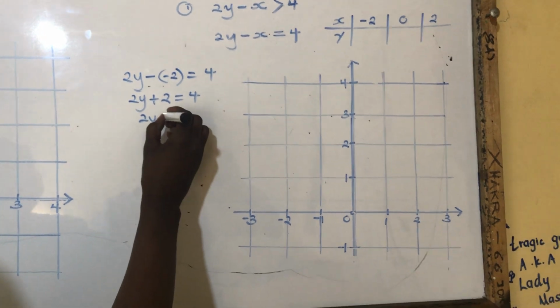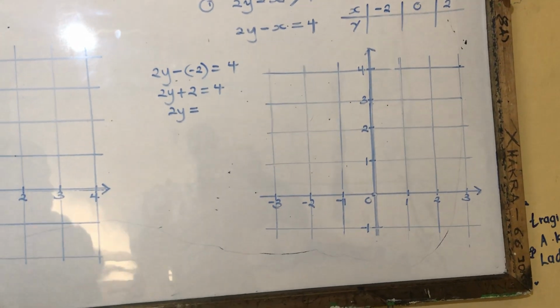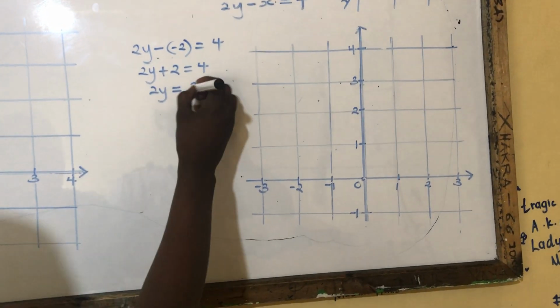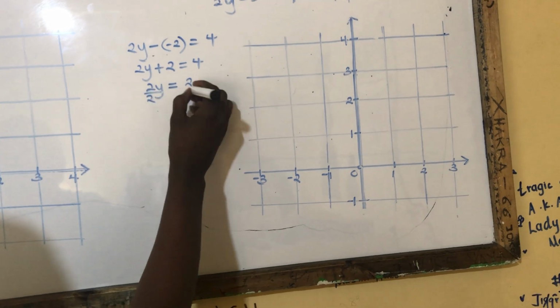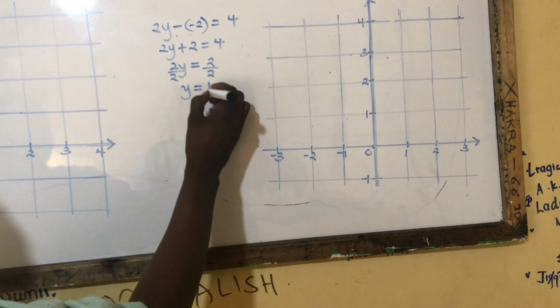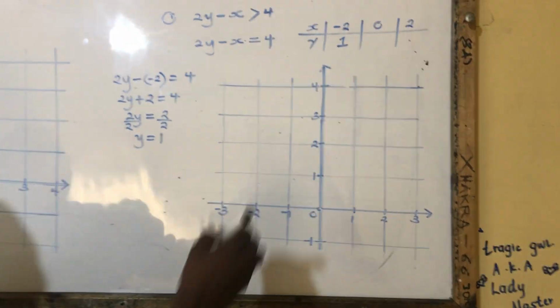2y is equal to, carry the 2 to the other side. 4 minus 2 should give us 2. Divide this by 2 and this one by 2. The value of y becomes 1.